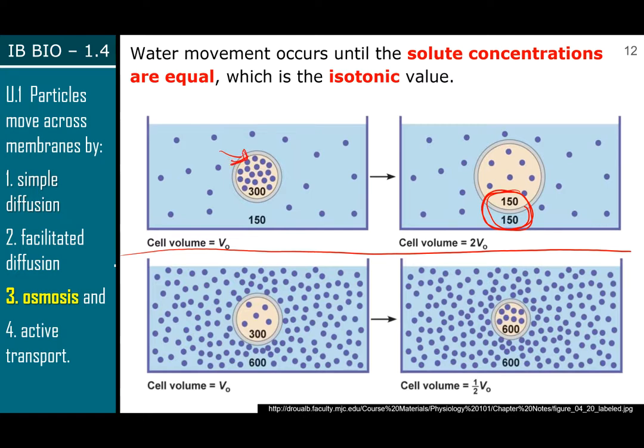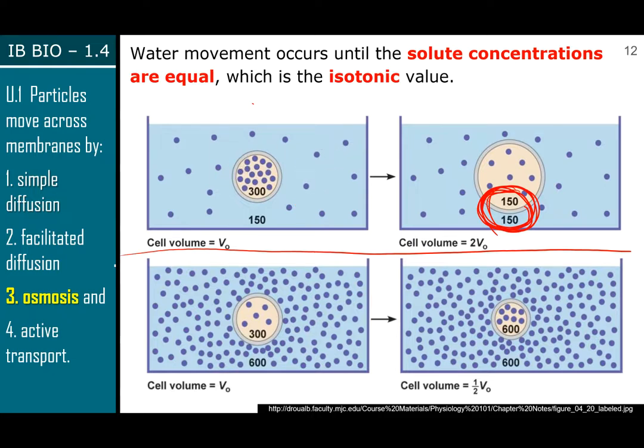Inside the cell is hypotonic, because we're talking about the concentration of water. Outside of the cell is going to be hypertonic. And water is going to move out until the concentration of water is going to be equal.